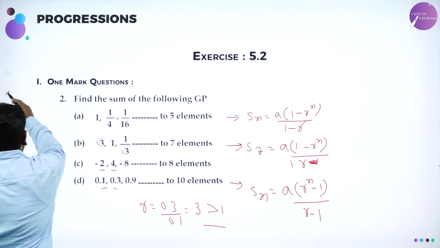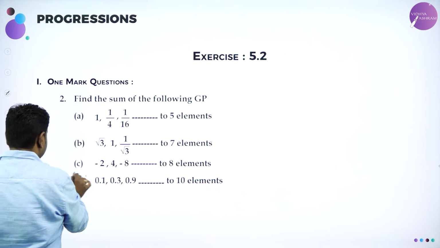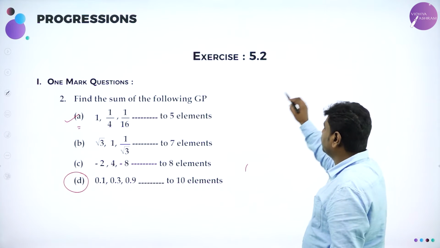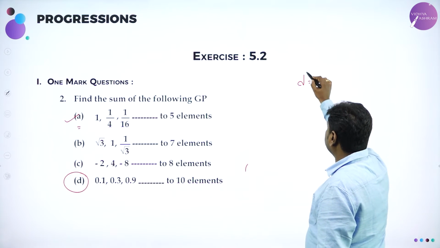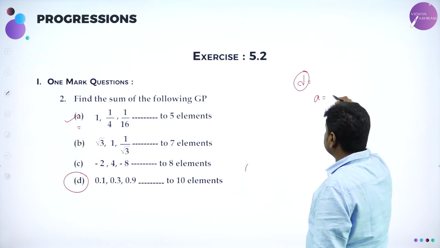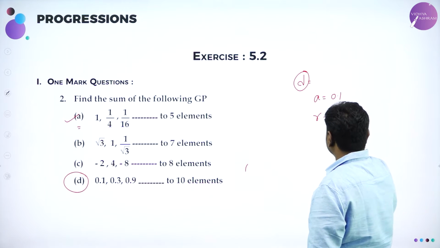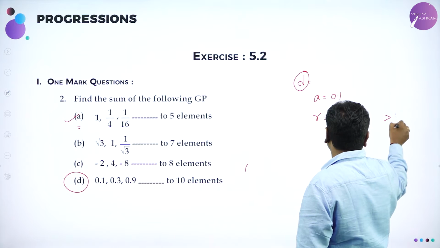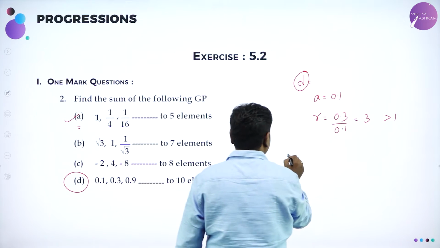Now, the only different problem is the 6th. And now I'll go to D. What is the speciality about D? Remaining all are the same. So problem D: the first term is 0.1. The common ratio is 0.3 divided by 0.1, that is 3. So the common ratio is greater than 1. And they want the sum of 10 elements.